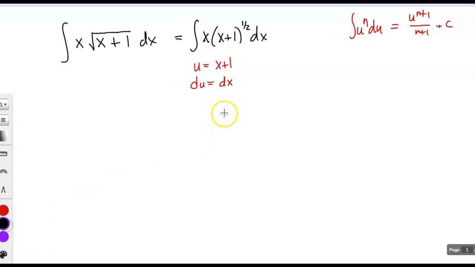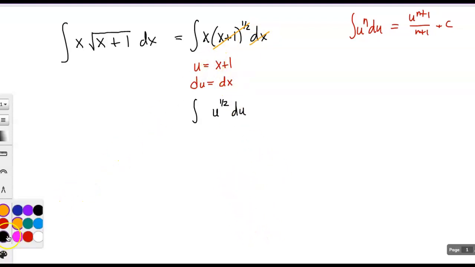So let's try to rewrite this as the integral of, and let's see what we have. Let's just try u to the n du. So u to the n would be 1/2, and then du. So let's go back and check what I have. So u to the 1/2 would take care of x plus 1 to the 1/2. My du takes care of my dx. So actually what I have left over is x.